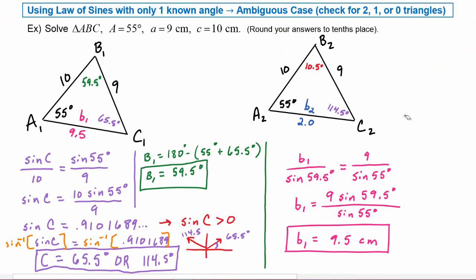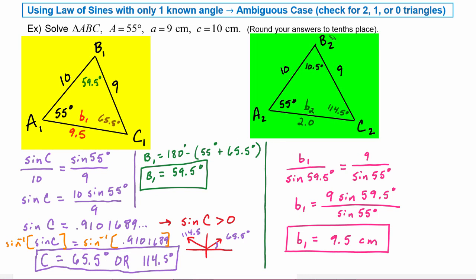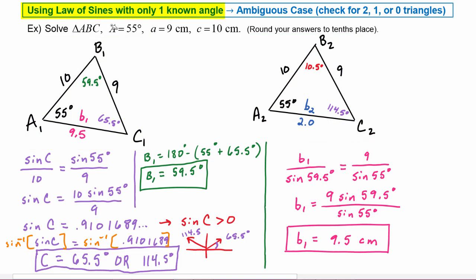So just to recap here, we ended up getting two different triangles that could happen, and whenever you're using law of sines with only one known angle, and that was the case we had, remember in our givens we only had one known angle, we know now that is the ambiguous case. So we have to check for 2, 1, or 0 triangles. And as we continue on in the next lesson, we will explore what happens in all three of those cases.